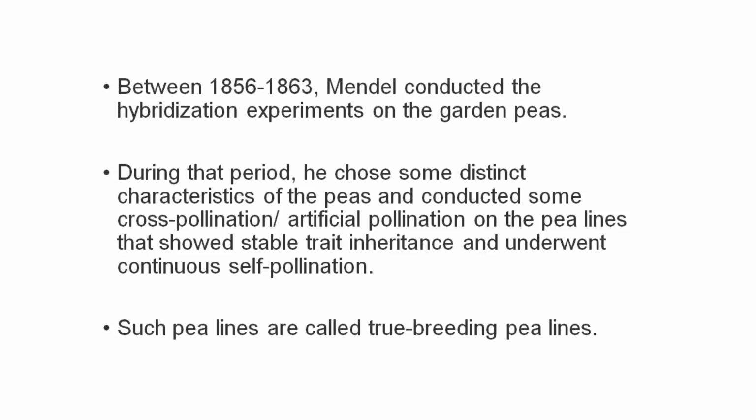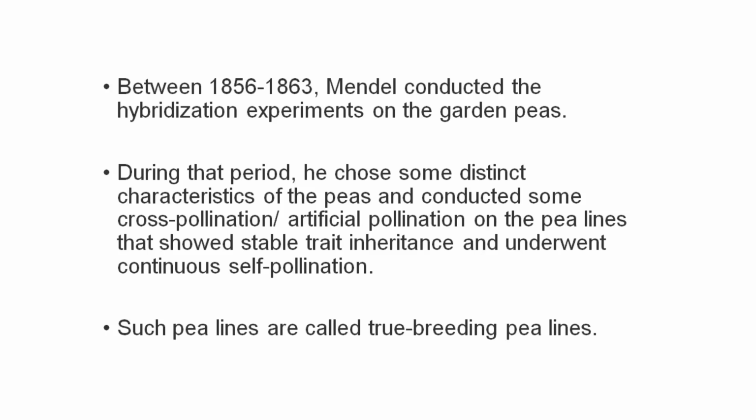Between 1856 and 1863, Mendel conducted hybridization experiments on garden peas. He grew garden pea plants, Pisum sativum, which he maintained easily, and he used artificial cross-pollination and self-pollination techniques. During that period, he chose some distinct characteristics of the pea and conducted cross pollinations as well as artificial pollinations on the pea lines that showed stable trait inheritance and underwent continuous self-pollination.